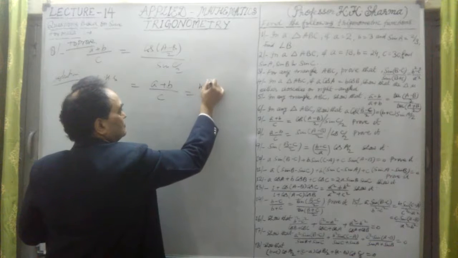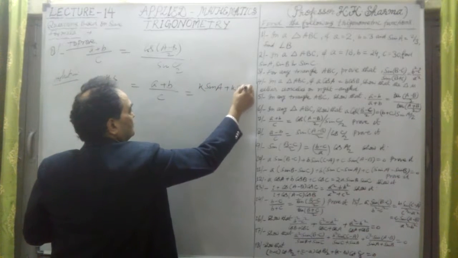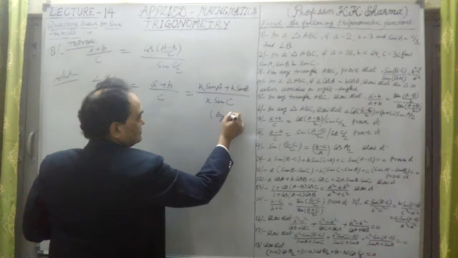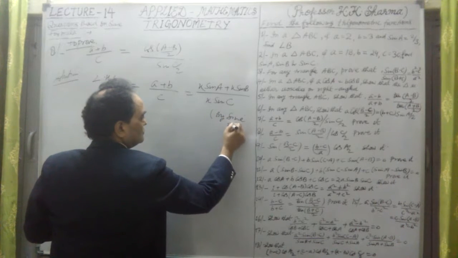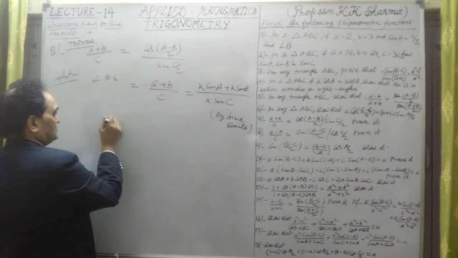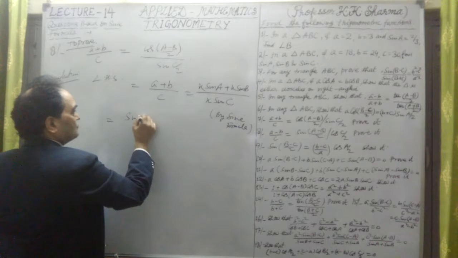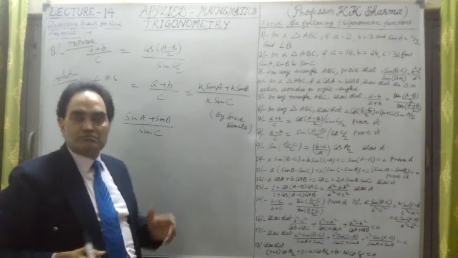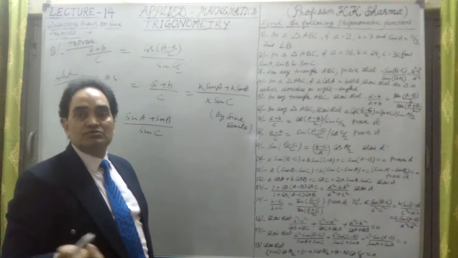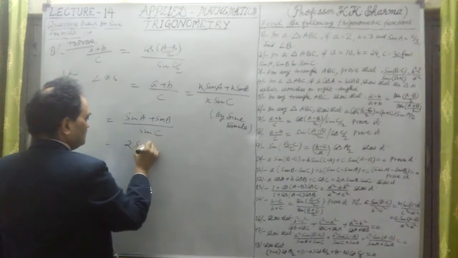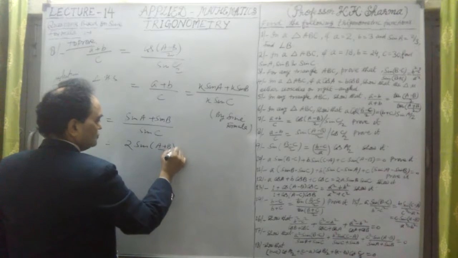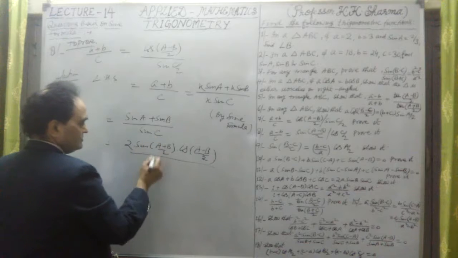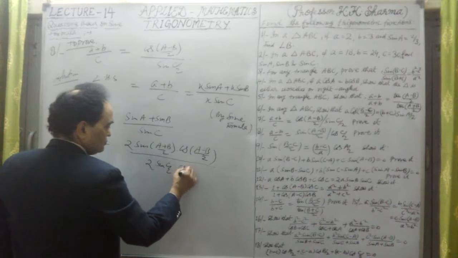Putting the values, this is k sin A plus k sin B divided by k sin C. This is by the sine formula. The k's cancel out. It will now be (sin A plus sin B) divided by sin C. Now, sin A plus sin B is what? That will give us 2 sin((A+B)/2) into cos((A minus B)/2), divided by sin C, which is 2 sin(C/2) into cos(C/2).